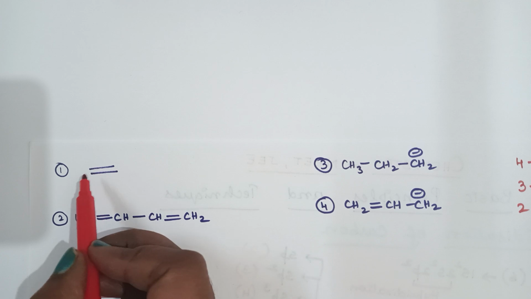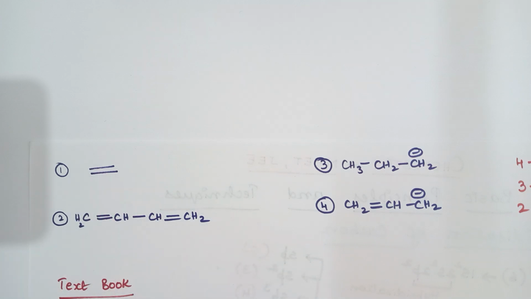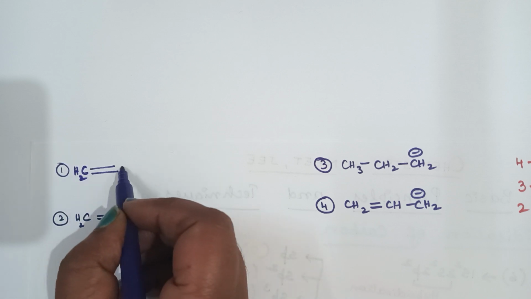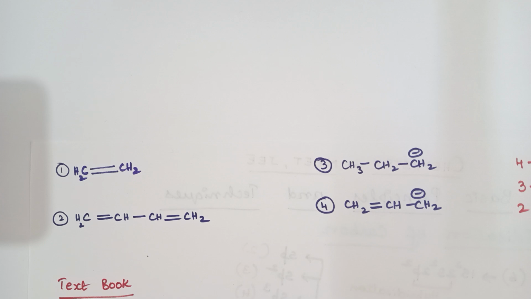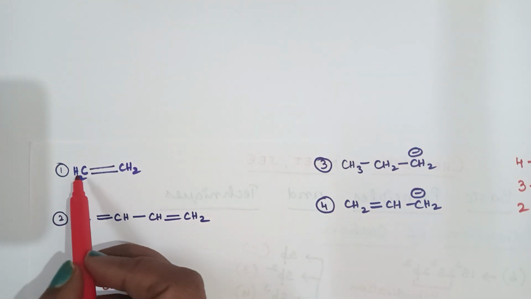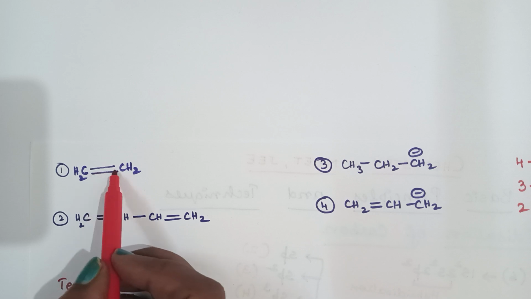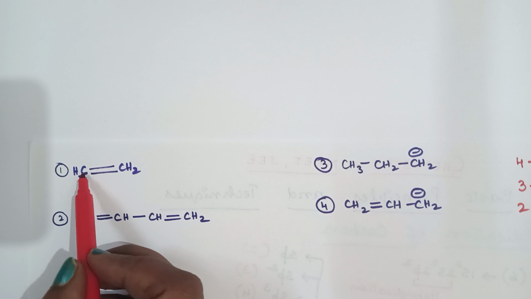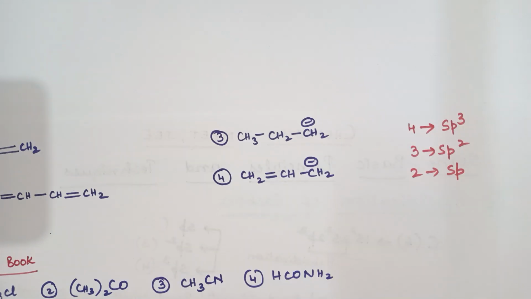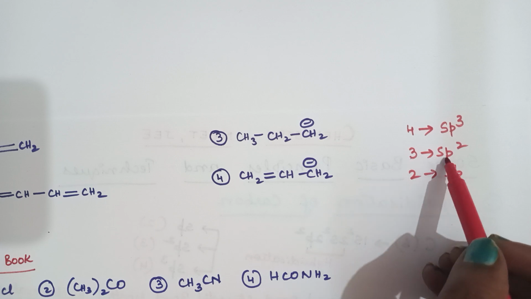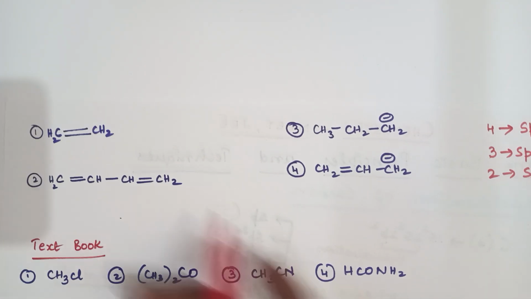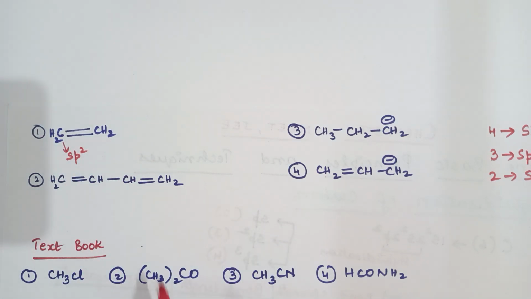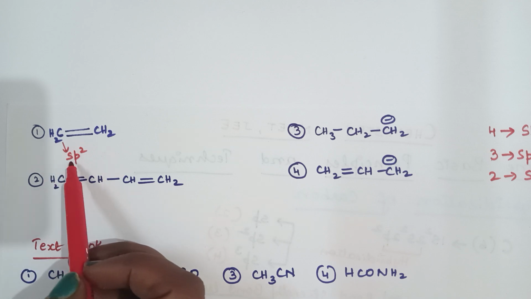Now see how many sigma bonds are present. Here you have one carbon and 2 hydrogen atoms. So totally how many sigma bonds are present? To this carbon, 1 sigma bond, and here 2 hydrogens, therefore 3 sigma bonds are present. So the hybridization of this carbon is, if 3 sigma bonds are present, sp2. So this carbon will show sp2 hybridization.